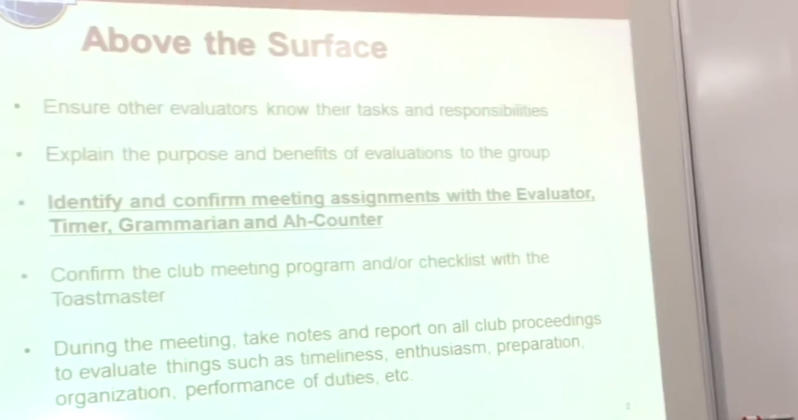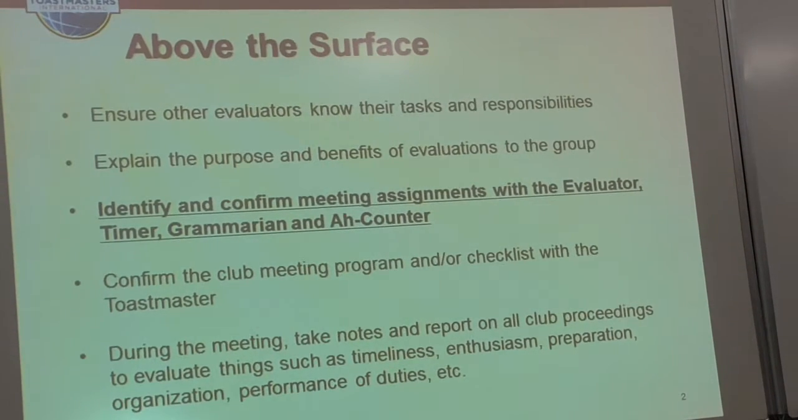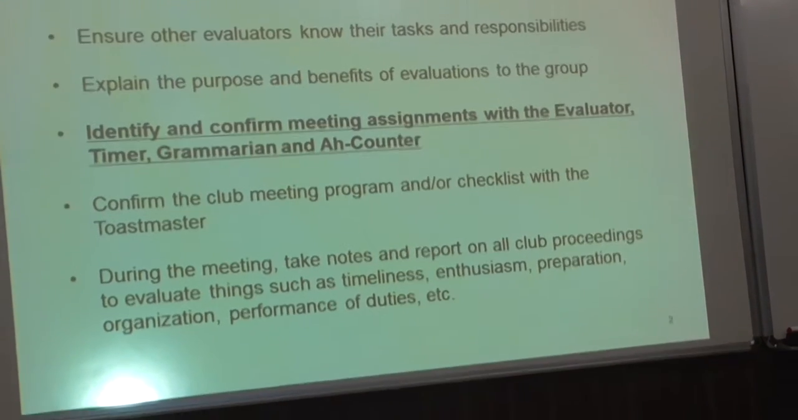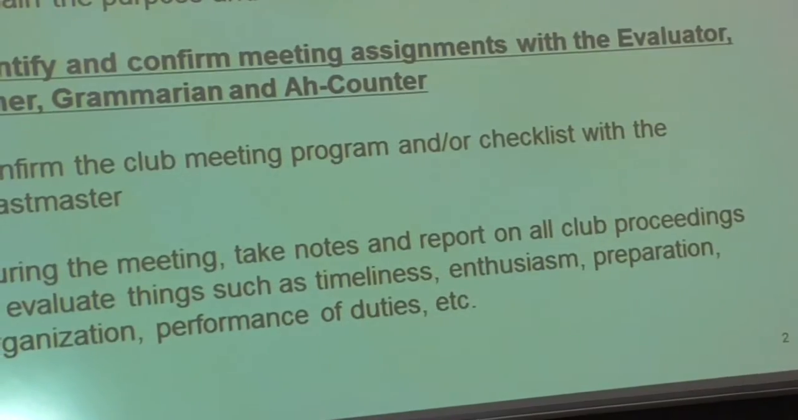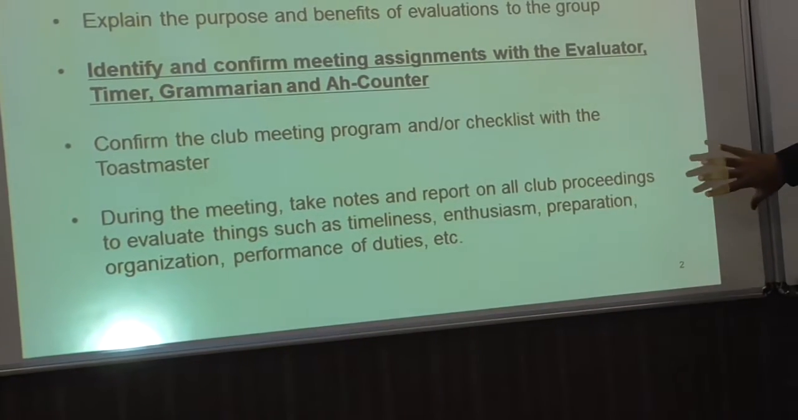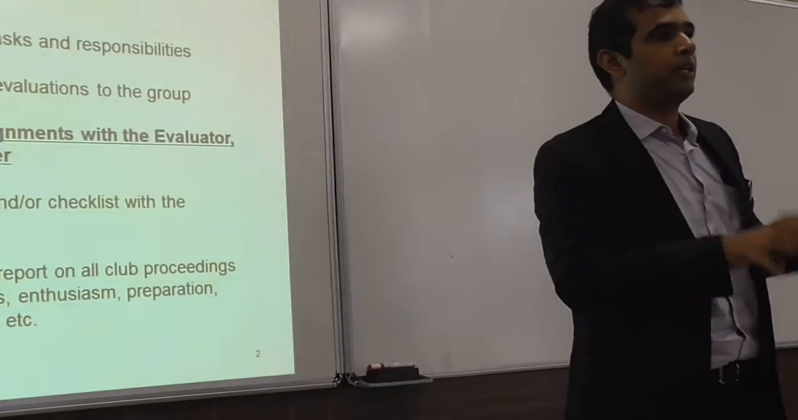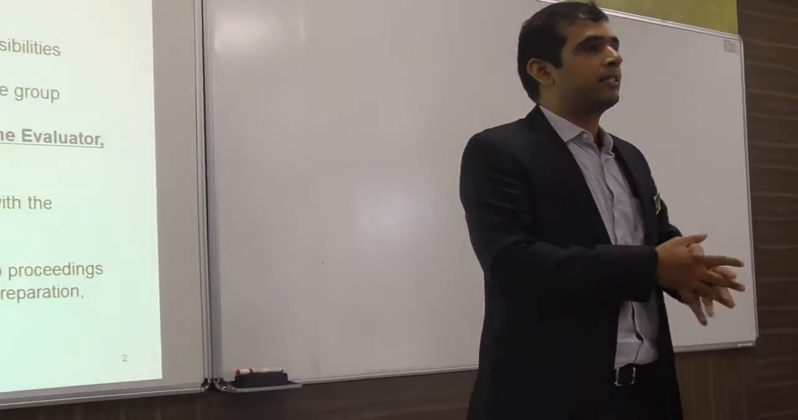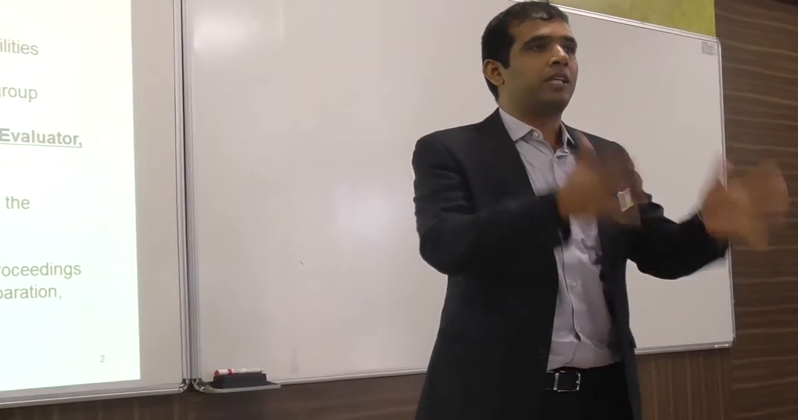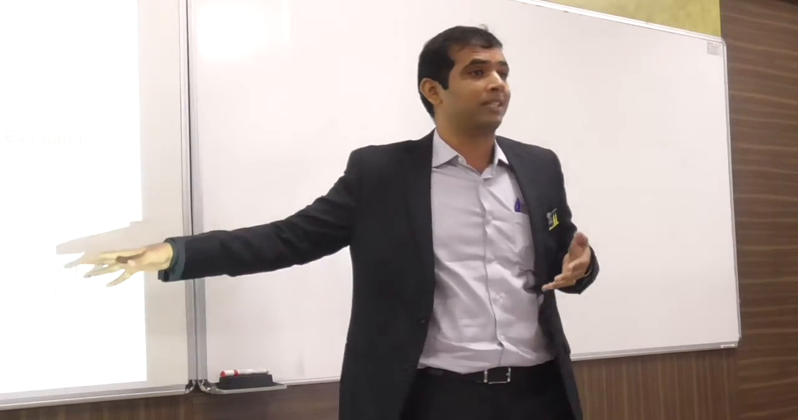Confirm club meeting program and or checklist with the Toastmaster, interlock with the Toastmaster of the day. During the meeting, take notes, report on all club proceedings to evaluate things such as timelines, enthusiasm, preparation, organization, performance, and duties. This is the major part I'm going to be focusing on. All of this is there in the CL manual. Okay? I'm sure none of you came here on a Sunday morning to revise time management or how to give evaluation as a GE. It's all there in your CL manual. Pick it up, read it. Or it's on the website. By the way, I've taken it from the Toastmasters website. I didn't go anywhere. So this is all general knowledge.